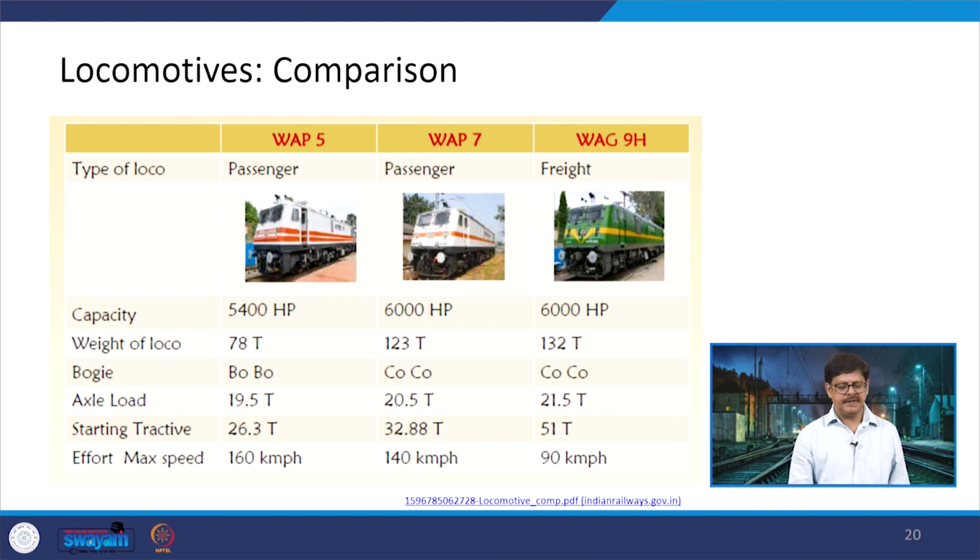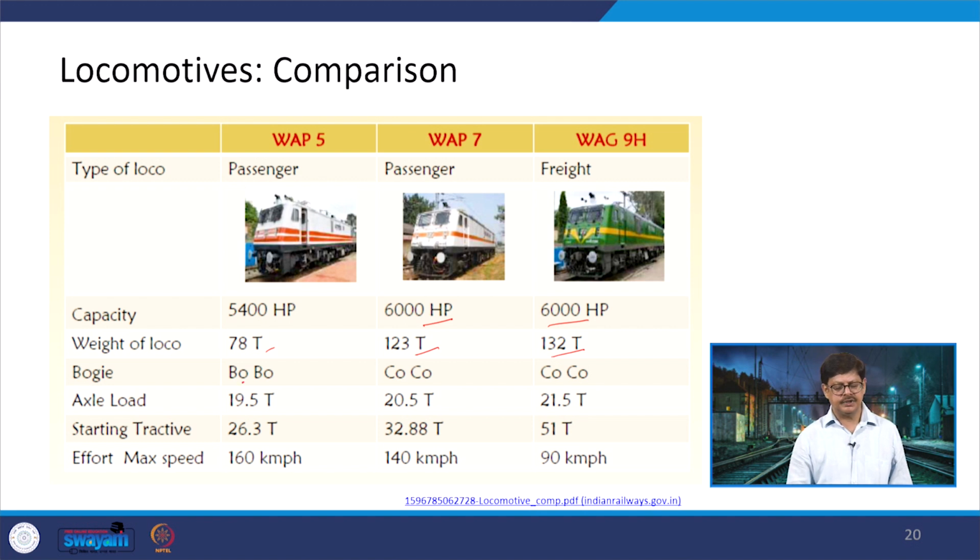Again, if we see the capacity, the horsepower is given, and what we found is that WAP7 and WAG9H have been developed for a very heavy horsepower of 6000. The weight of the locomotive in these two cases goes to 123 tons and 132 tons, as compared to 78 tons for WAP5. It is much lighter in weight.